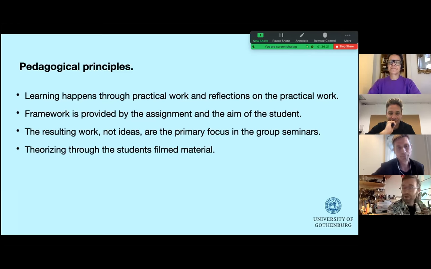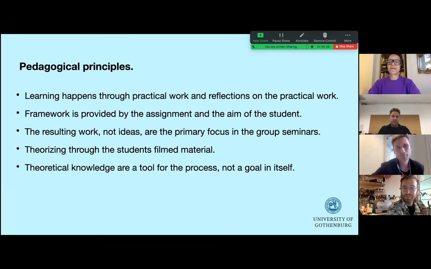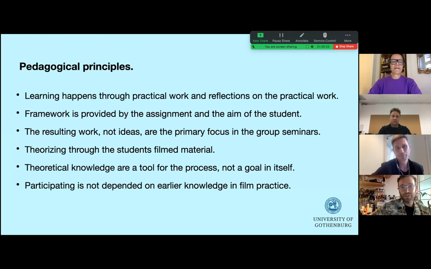So this means that we are theorizing through the students' film material and not ready-made theorized film theories. So we believe that the theoretical knowledge is a tool for the process and not a goal in itself. So everything is based on the students' practical work. That's the key.